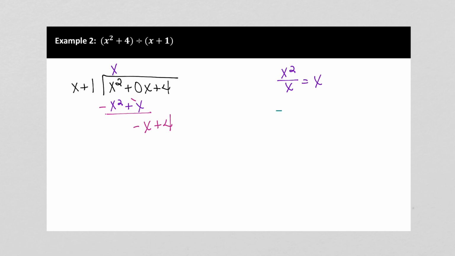And how many times does x go into negative x? Negative 1 times. Negative 1 times x is negative 1x. Negative 1 times 1 is negative 1. Subtract. So we change our sign. And we get 5. So we have x minus 1 with a remainder of 5 is our solution.